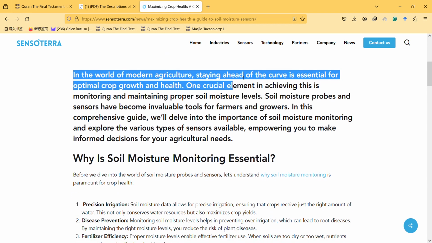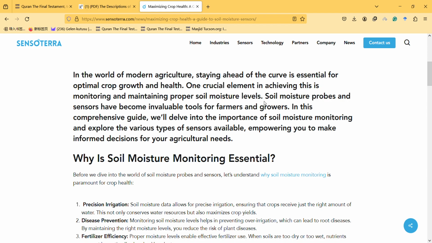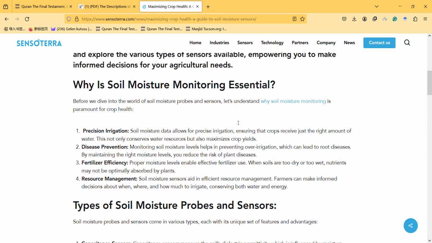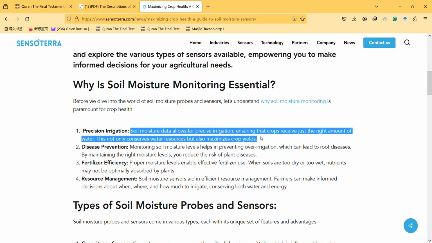In the world of modern agriculture, staying ahead of the curve is essential for optimal crop growth and health. Achieving this is monitoring and maintaining proper soil moisture levels. Soil moisture probes and sensors have become invaluable tools. Soil moisture data allows for precise irrigation, ensuring that crops receive just the right amount of water. This not only conserves water resources but also maximizes crop yields.